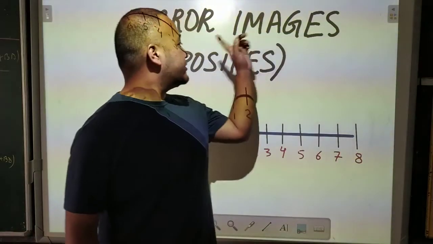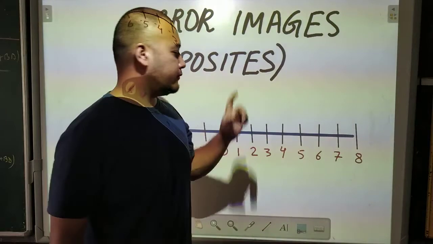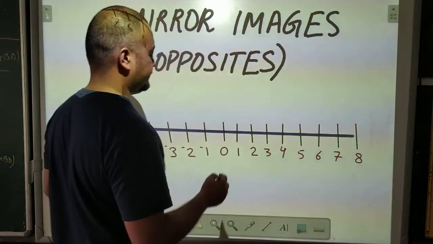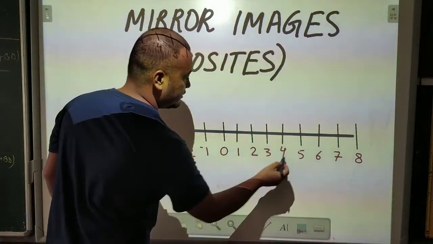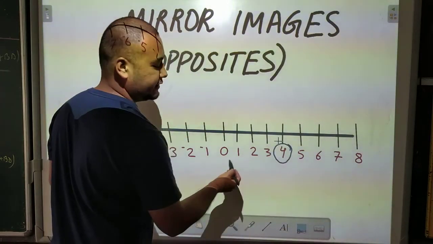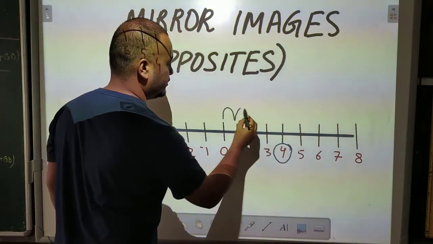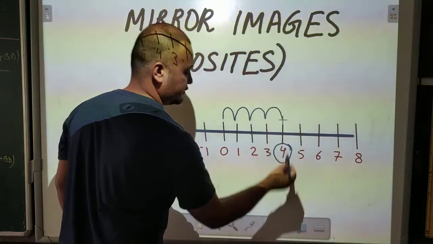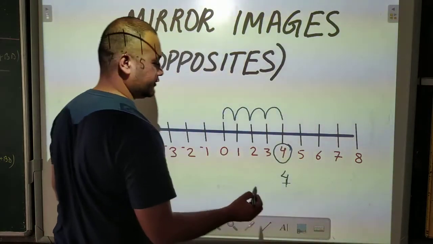So now, mirror images or opposites. Okay? So let's look at what mirror images of numbers are. Now let's look at this number here, 4. Let's count its distance from 0. 1, 2, 3 and 4 jumps. So its distance is 4 units.